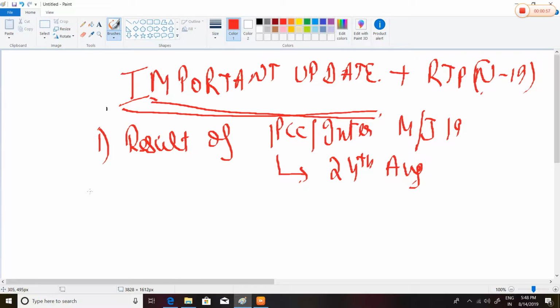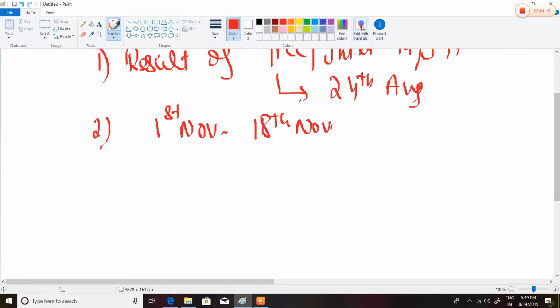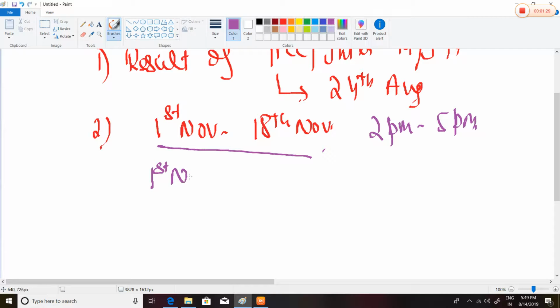Second important thing: the November 19 exams date sheet is out. Exams are starting from 1st of November and will continue till 18th of November. The time for the exam remains the same, 2 to 5 p.m. From 1st of November, CA final exams are starting.